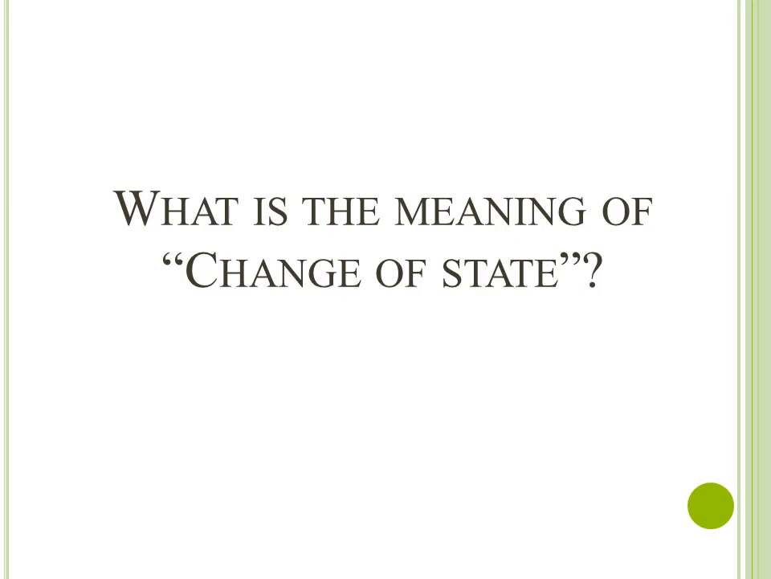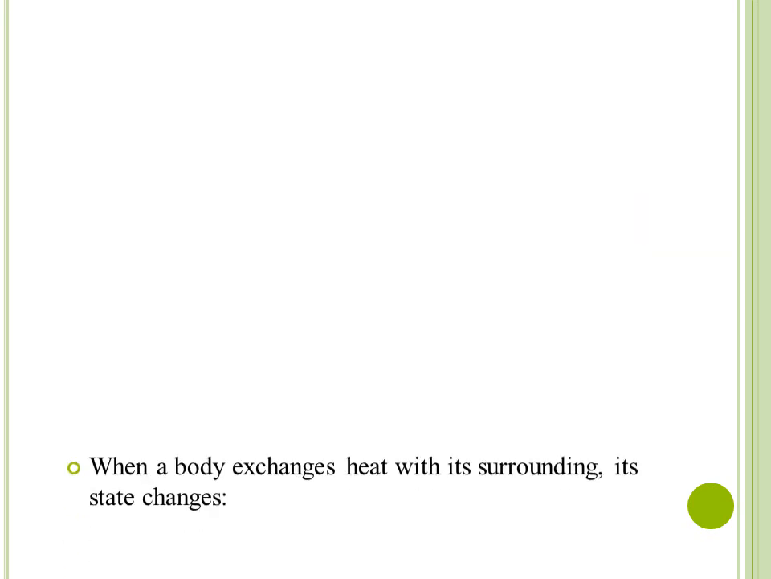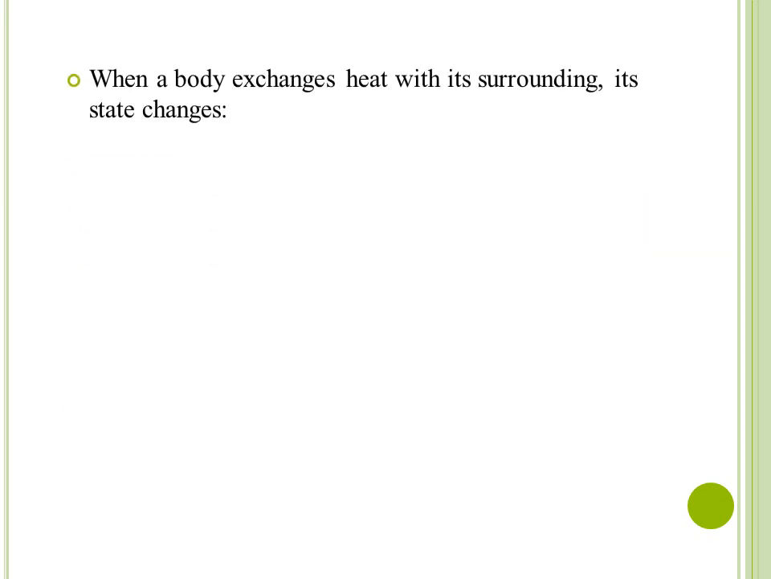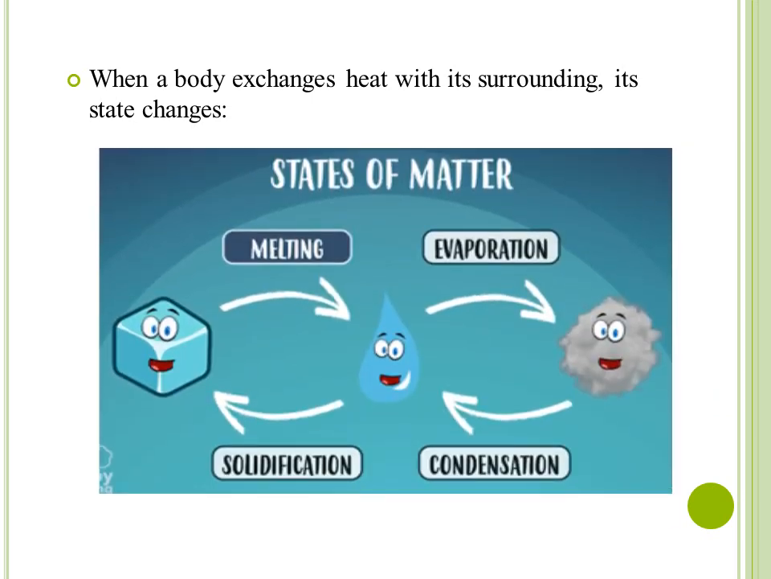Now we know about the three states of matter. But do you know how we can change from one state to another? When a body exchanges heat with its surrounding, its state changes. This means that changes in state happen after heating or cooling matter, and there are different types. For example, melting, evaporation, condensation, and solidification. Let's watch a short video to understand the different types of the change in states.